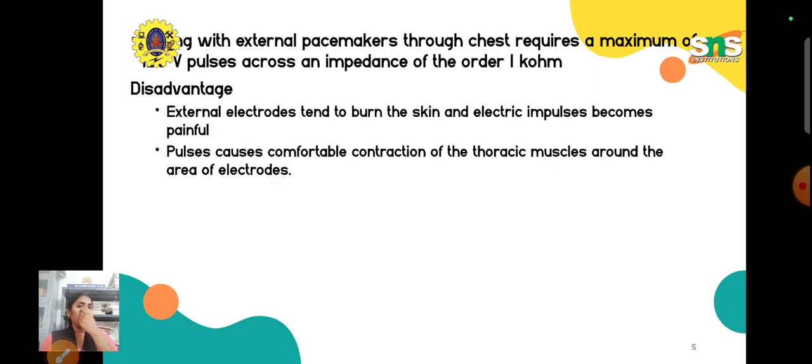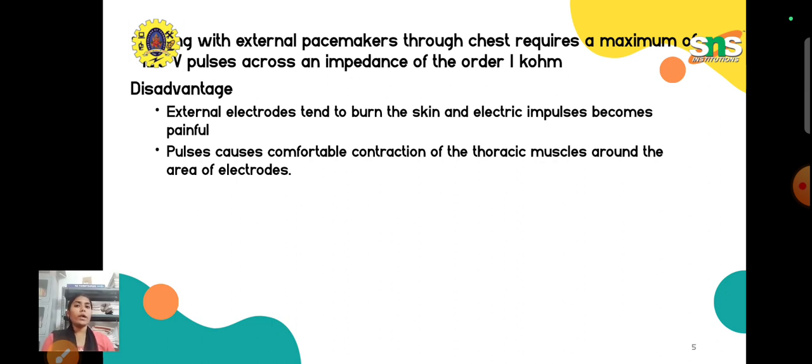Now, what is the disadvantage of this type of external pacemaker? The external electrodes tend to burn the skin, and the electrical impulse becomes painful. We place these electrodes over the skin all day, so there may be a chance for the skin to get burned, and in some cases the sending of the electrical impulse gives some pain. That could be some discomfort the patient will feel when they carry the external pacemaker.